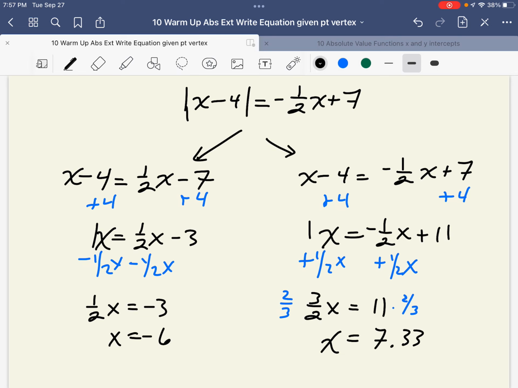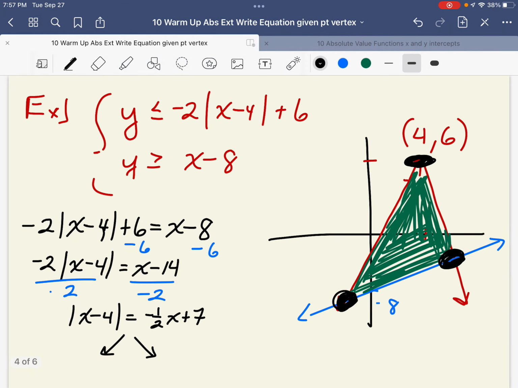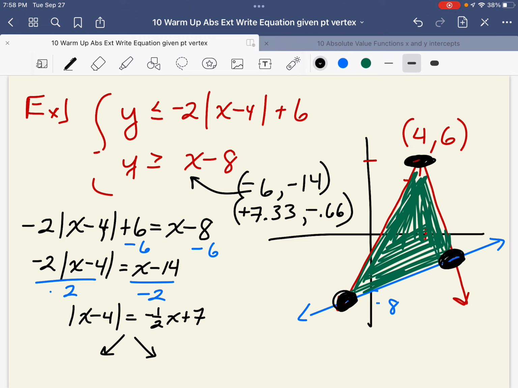Now, remember what we're doing. We're trying to find points. Just so you realize, all we have right now are just x values. But the cool thing is I can take those x values and plug them back in for x so that I can get the y value. So I'm going to plug in -6, and I'm going to plug in positive 7.33. And we'll plug both those in for x. And when you do that, you get the y value that goes with it. This one, you end up with a y value of -14. And this one, when I subtract 8, I actually get just negative 0.66. And that's my y value.